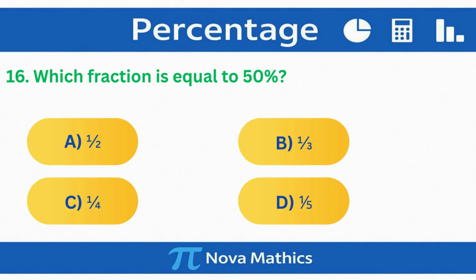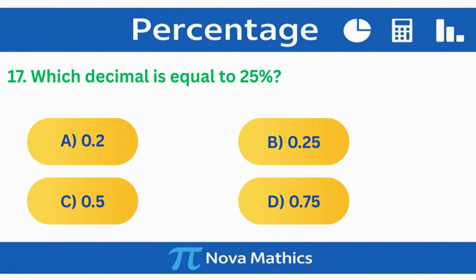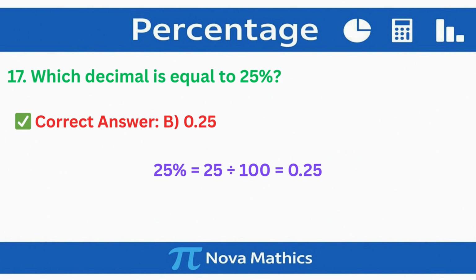16. Which fraction is equal to 50%? Correct answer is 1/2. 50% is the same as 1/2. 17. Which decimal is equal to 25%? Correct answer is 0.25. 25% is 0.25.